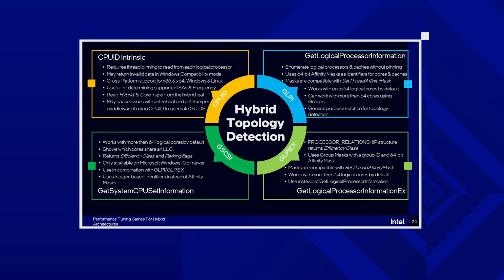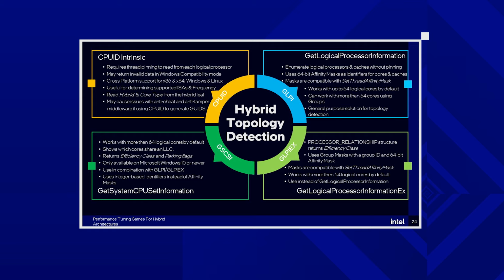The CPUID intrinsic is what you'll use to determine the core types, processor type and core type. It requires pinning a thread to read from each logical processor. It may return invalid data in Windows compatibility mode. It's cross-platform and supports x86, x64, Windows, and Linux. It's useful for determining the supported ISAs and frequency, and you can read hybrid and core type from the hybrid leaf.